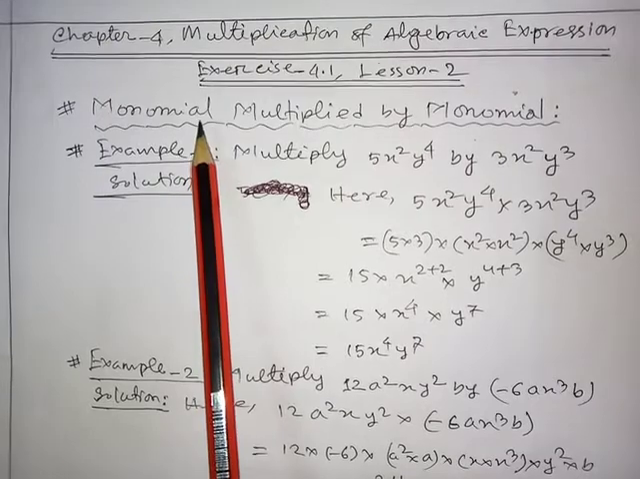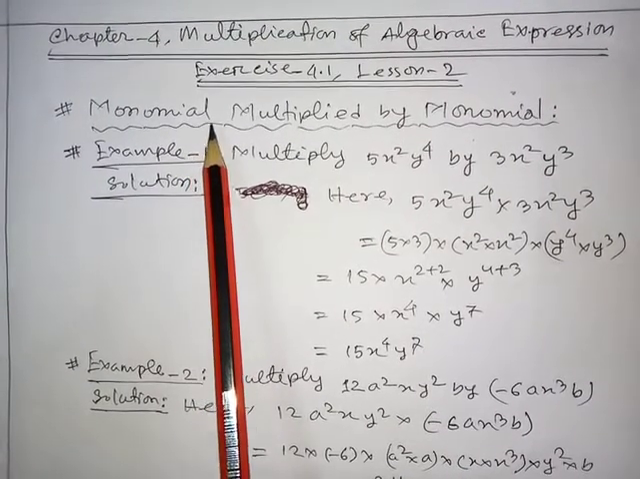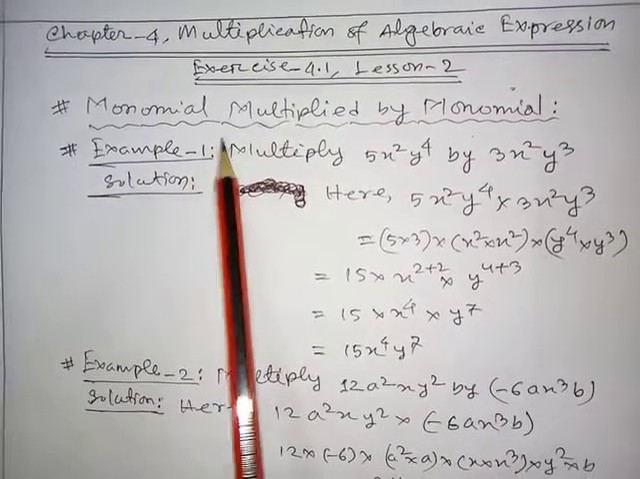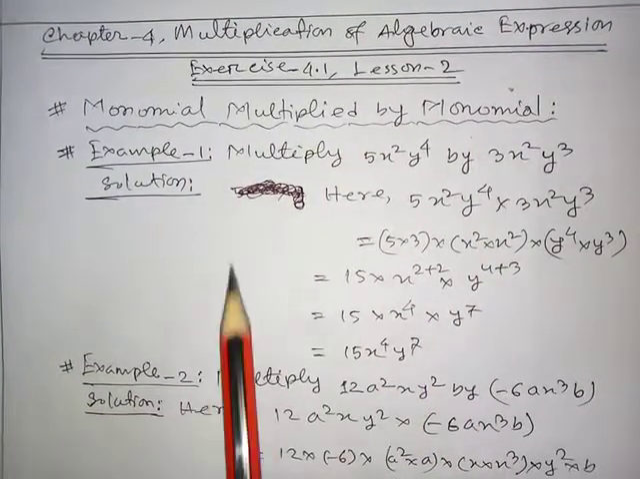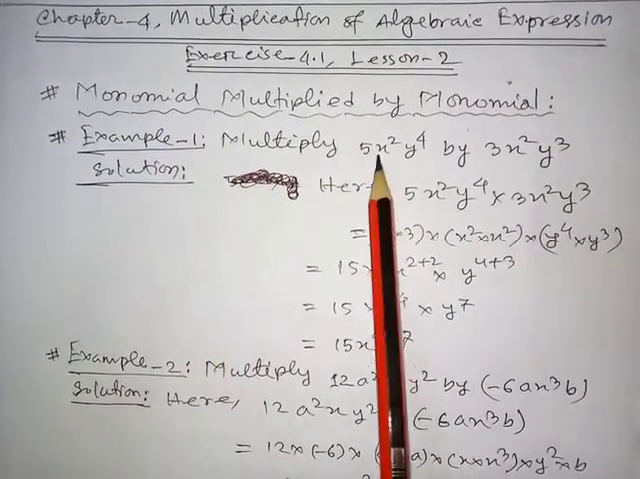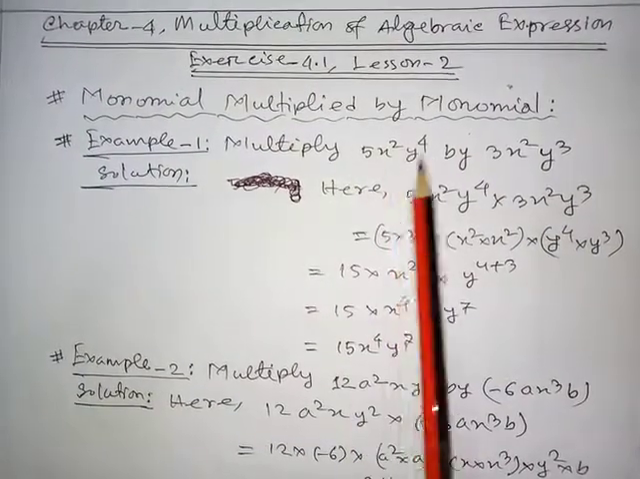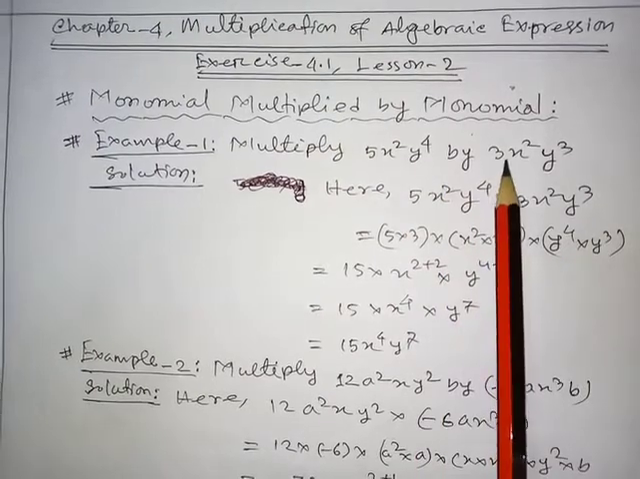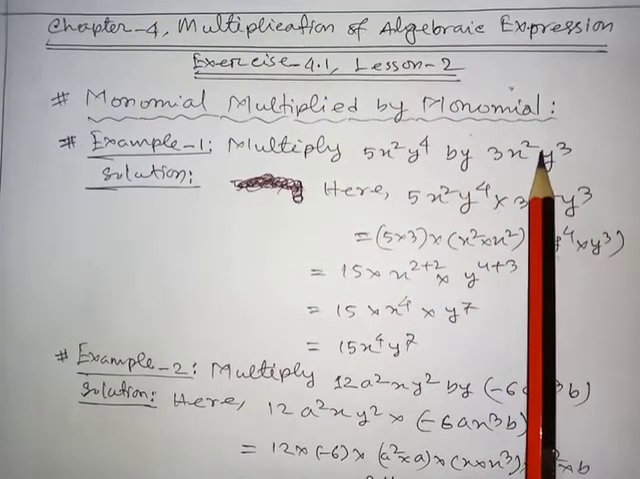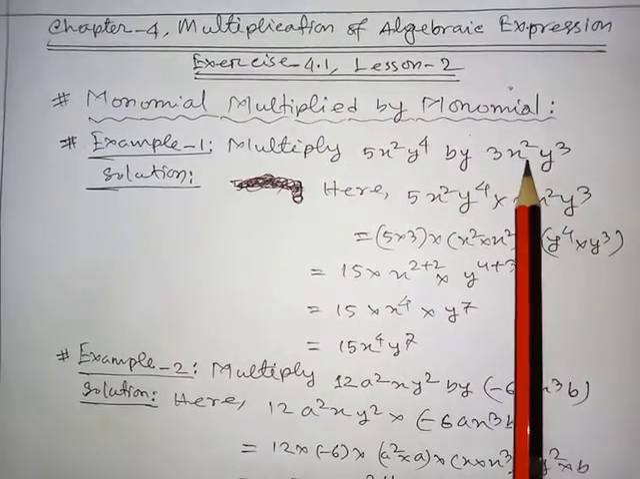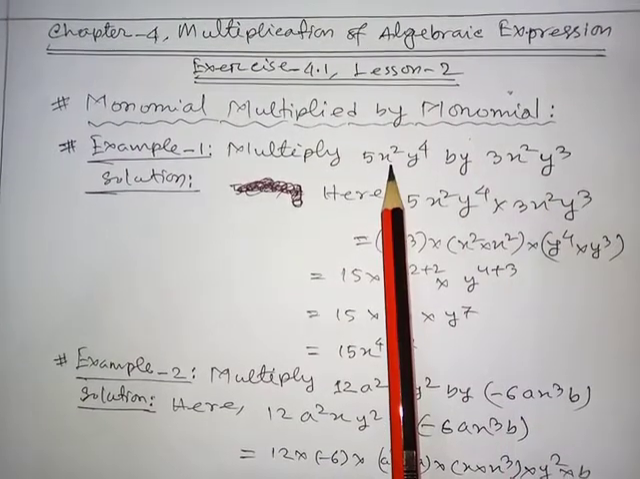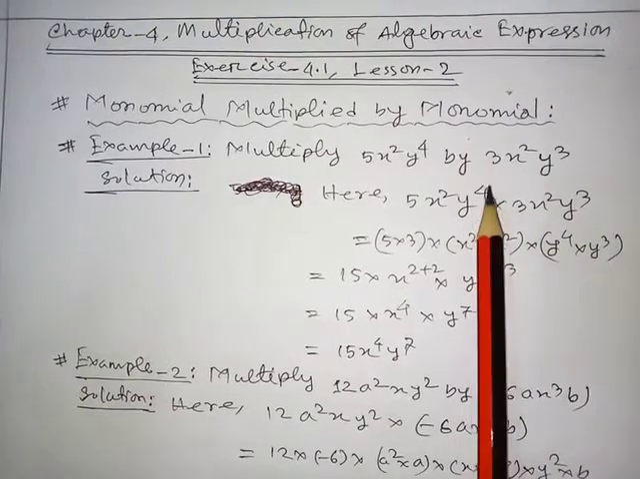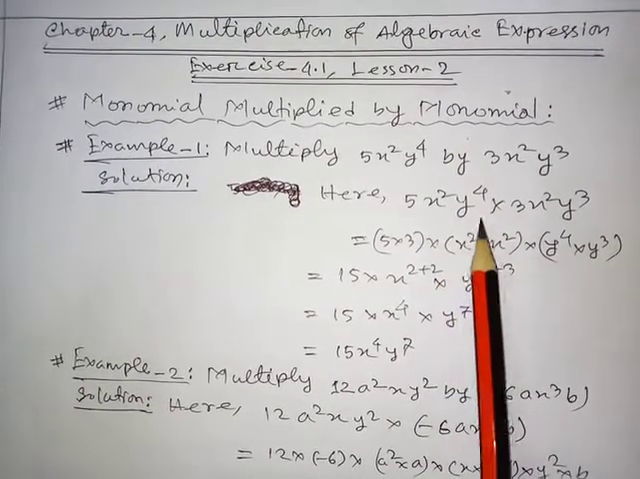First we will try to understand the multiplication of a monomial by a monomial. So, monomial expression multiplied by monomial expression. Look at example 1: 5x square y4. This is a one-term expression, so this is called a monomial expression. And 3x square y cube is also a one-term expression, so this is also a monomial expression. So here we are multiplying a monomial expression by another monomial expression. Let us start how to multiply these.